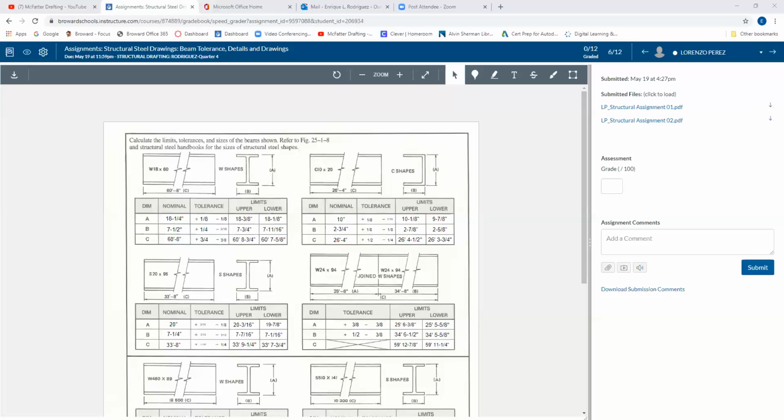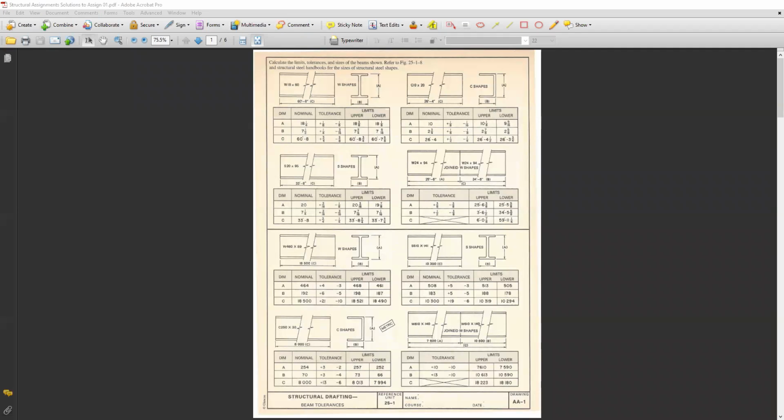All right, so let's go back real quick and go to the solutions right into here. And there's your solutions for the first beam that we did. You just have to repeat these for the first three that you're doing, the W18 by 60, the C channel 10 by 20, and the S shape 20 by 95. And just fill in the values there as you have them. Now, they're slightly different on this chart than what you're looking at in the solutions manual. Either one of those is going to be correct. I always find errors in the solutions for these book problems. So don't worry about that, as long as you understand the process and what we're doing here to determine what the upper and lower limits are for these tolerances. Any questions on that?